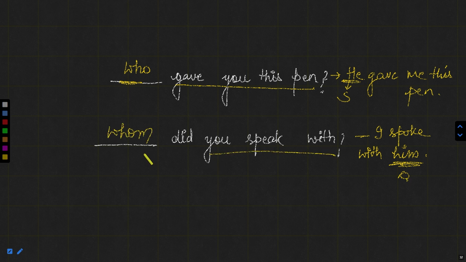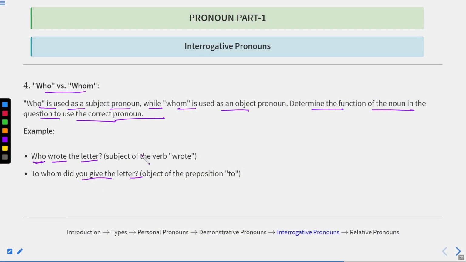So the word which is replying to the question of this structure is actually the word which makes the base for using this who or whom. If the object is replying to the question of this question, you will write whom in the beginning of the sentence, and if the subject is replying to the question of this structure, you will write who in the beginning of the question. Okay.